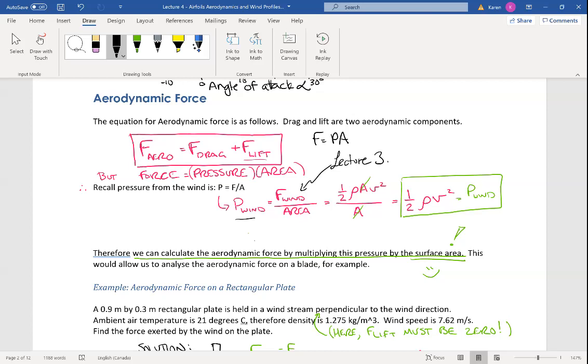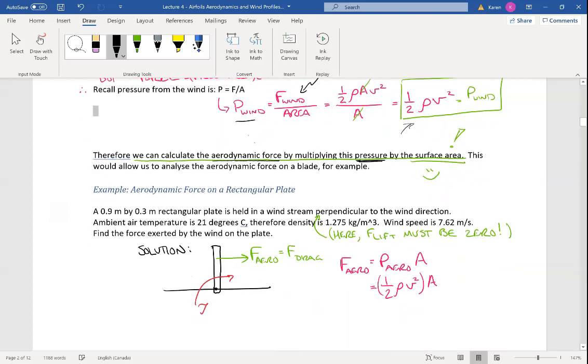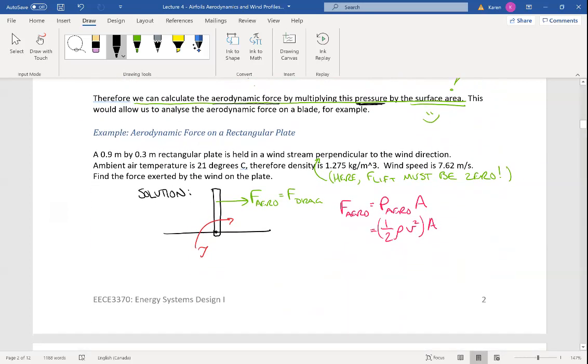So therefore, we can calculate aerodynamic force by multiplying the pressure that you can calculate here by the surface area. So let's do an example where we do that. Aerodynamic force is equal to the pressure times the area, which is also F lift plus F drag, which we don't need in this problem.